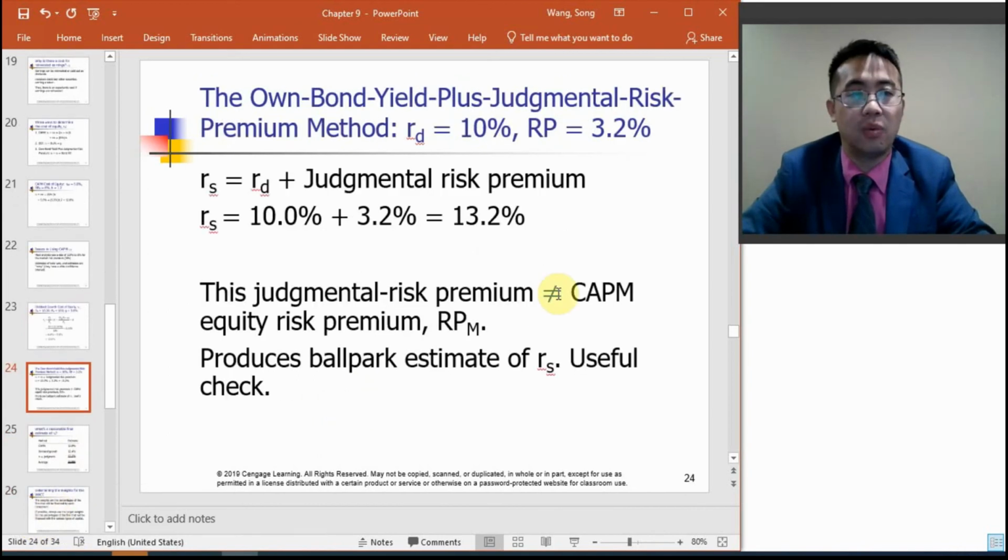All right. And the next one is the bond risk premium method. So we have already solved for the cost of debt or the return to the bond, same thing. And we just add an arbitrary number, which is called the judgmental risk premium, because the stock is riskier than the bond for the same company, so the return has to be higher. And you should know that this judgmental risk premium does not equal the equity risk premium or the market risk premium times beta. So it's just an estimate, and for you, it's pretty easy to calculate because that number should always be given.